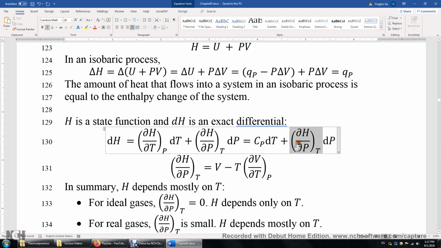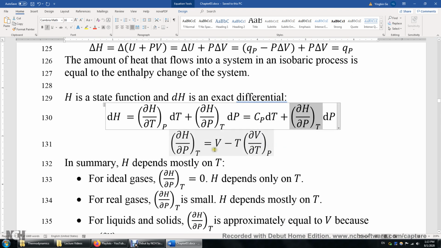Now this part: how does enthalpy depend on pressure? After chapter 6, we can prove this part is V minus T times (∂V/∂T) at constant pressure. In summary, enthalpy depends mostly on temperature.